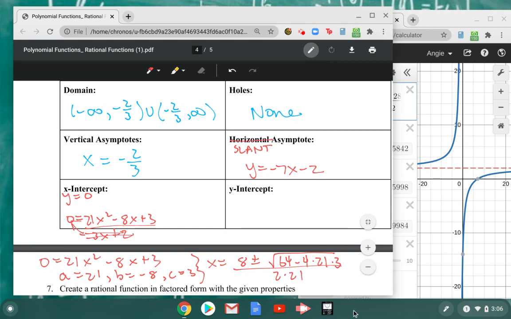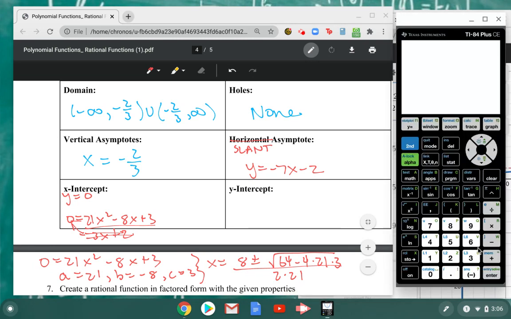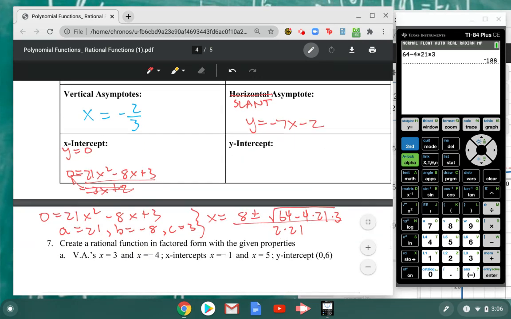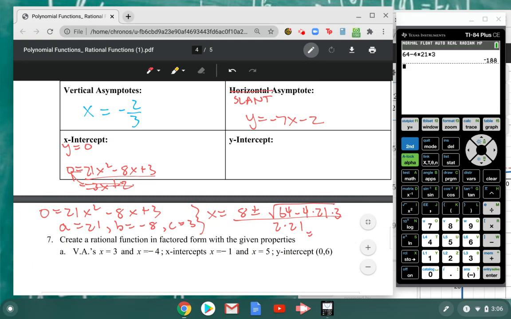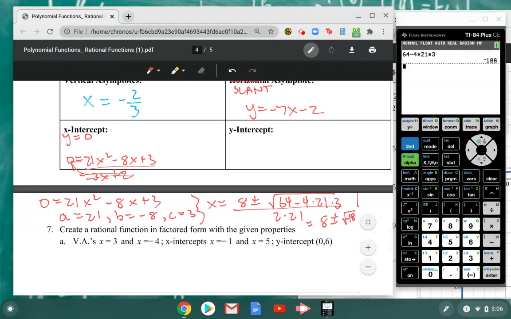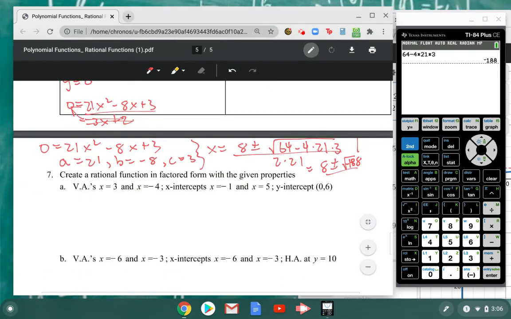Let me go ahead and grab my calculator. So 64 minus 4 times, where we go? Okay, 4 times 21 times 3. That gives me a negative inside my square root, which, believe it or not, is actually really good news because I end up with 8 plus or minus the square root of negative 188, 188 all over 42. This is imaginary.